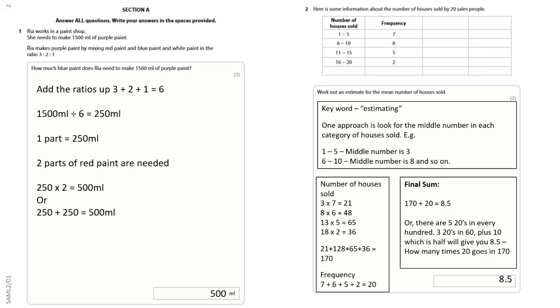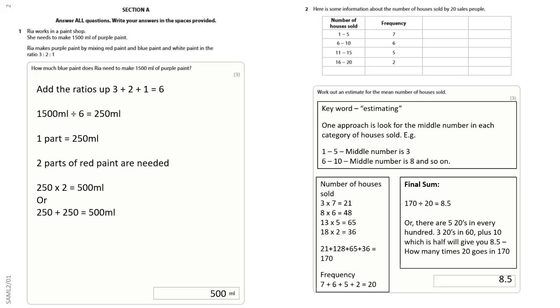So what we're looking at for all of these numbers of houses sold is essentially the number in the middle. So between 1 and 5, the number is going to be 3. Between 6 and 10, the number will be 8, and so on and so forth. If you can see the number of houses column on the left here, that's the number of houses we're estimating. And then it's a matter of multiplying the estimated number of houses sold by the frequency.